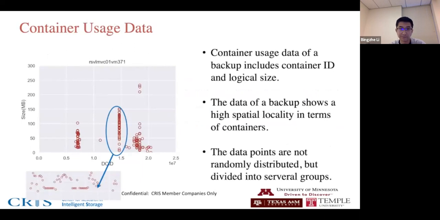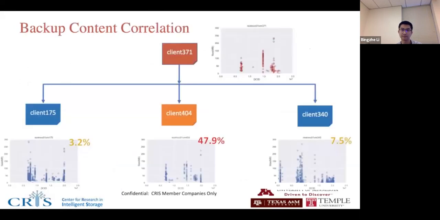Container usage is one of the key metrics used to design PBCCF. The container usage data includes the container ID and the size of data content saved in the container for that backup, which is shown in the 2D plot. The data points in the plot show high spatial locality in terms of the containers. As we can see, the data points are not randomly distributed, but divided into several groups.